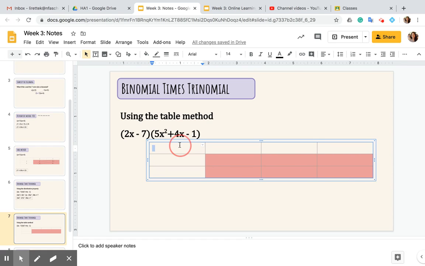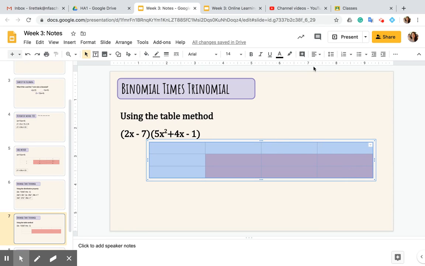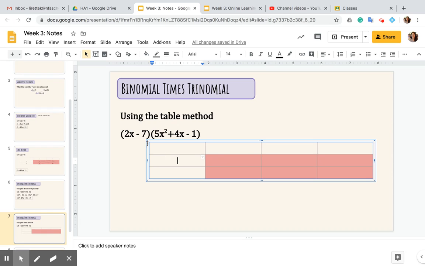I'm going to center everything. That's just my style. I like the way it looks. You don't have to if you don't want to. All right, so my binomial, they're going to be row terms, so I've got a 2x. And I have a -7. Again, you want to include the negative sign, all right? It's attached to that number. Students always ask me, is this a negative or is this a minus sign? It's the same thing. They're both the same thing.